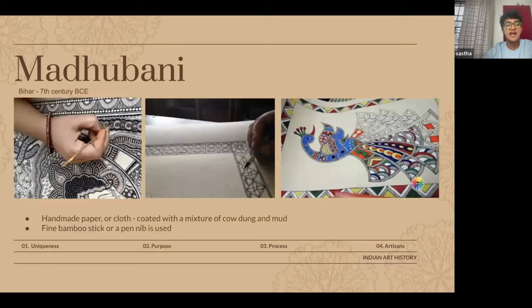The surface, which is handmade paper, cloth, or canvas, is first coated with a mixture of cow dung and mud to provide a base. The artist then sketches the design using a fine bamboo stick or a pen nib. Natural dyes and pigments, made from plants, minerals, and other organic sources, are used to fill in the design. Colors are applied in flat, bright patches, and outlines are emphasized with bold lines. Fine details and intricate patterns are added to complete the composition and create a striking artwork.